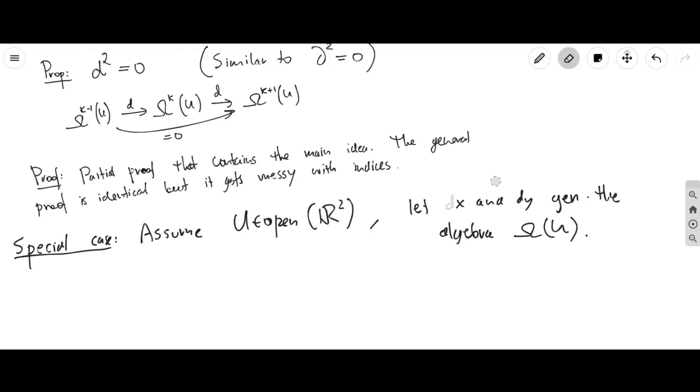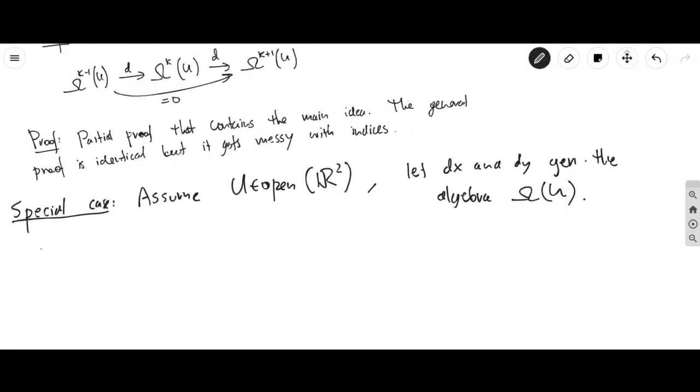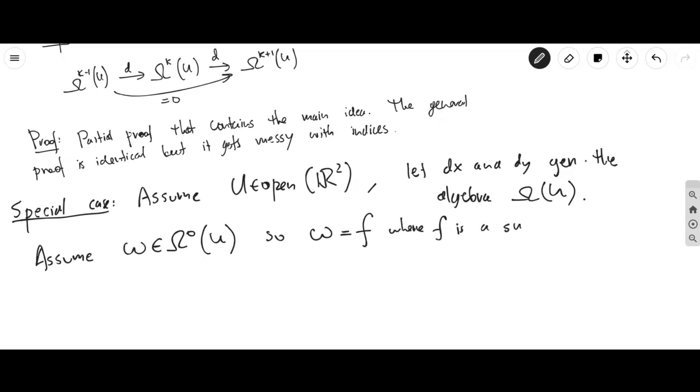So there's only two differential generators for this algebra. And we're going to also assume that our differential form is a zero form defined on U. So the differential form is just a smooth function, where f is a smooth function. And we're going to show that if you take the differential operator applied to omega and then you do it again, you end up getting 0. That's what we're going to show.